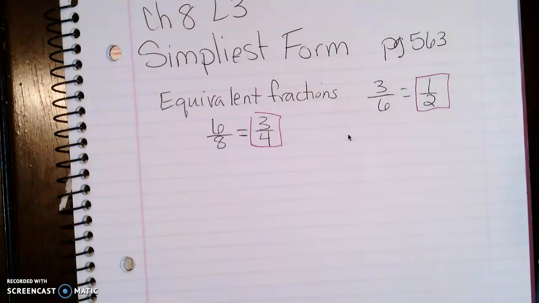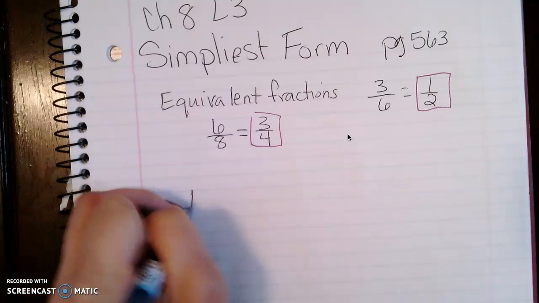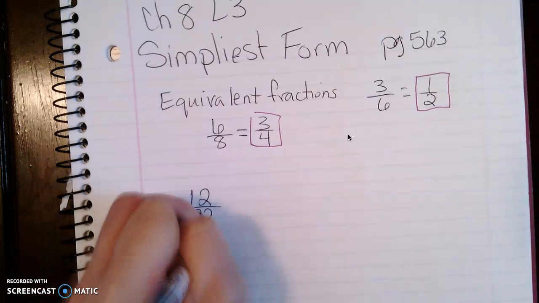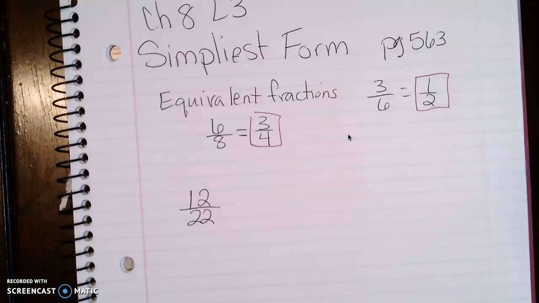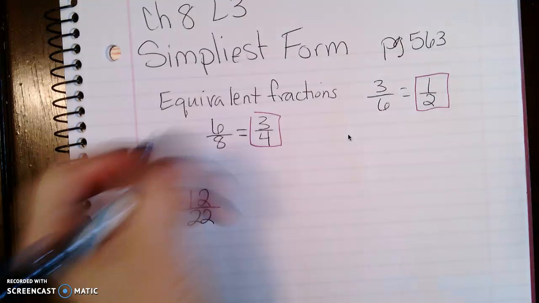In order to make the simplest form or to simplify a fraction, we're going to be using the greatest common factor that we worked on yesterday. So on page 563, example 1 says Angie has a vertical jump height of 12 inches and Holly has a vertical jump height of 22 inches. So Angie's vertical jump is 12/22 of the vertical jump of Holly. So write the fraction in the simplest form.